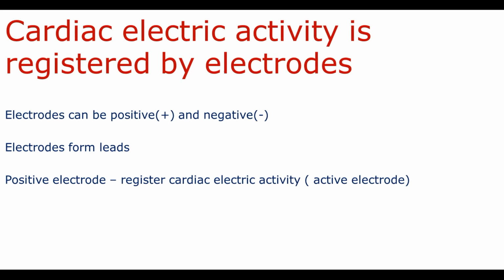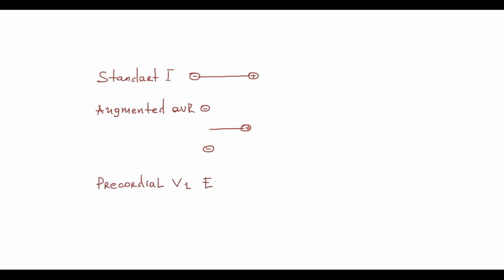Cardiac electric activity is registered by electrodes. Electrodes can be positive and negative. Electrodes form ECG leads. For example, standard first lead is formed by one negative and one positive electrode. Augmented AVR lead is formed by two negative and one positive electrodes. Precordial V1 lead is formed by electric center of the heart and one positive electrode.